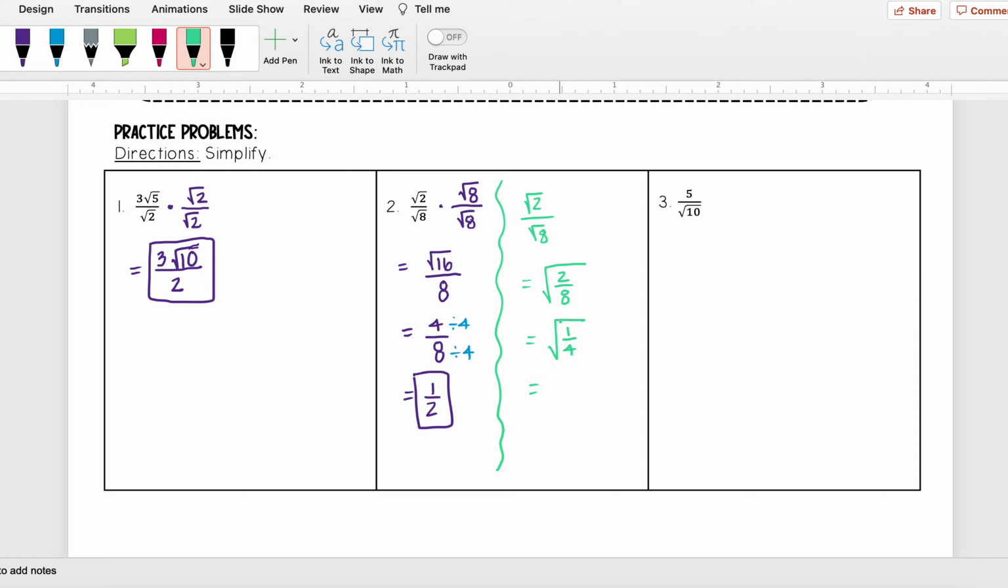And then I could separate those radicals out again. And so then I have a square root of 1 over the square root of 4. Well, the square root of 1 is just 1, and the square root of 4, I get 2. And so I get the same answer either way. However, that won't always work out, but if you happen to recognize it, then sometimes it's a little bit easier.